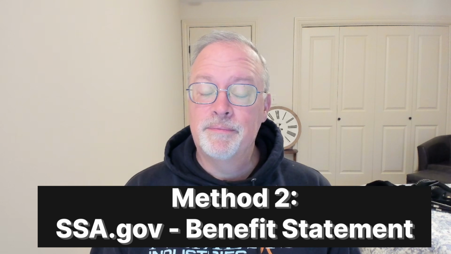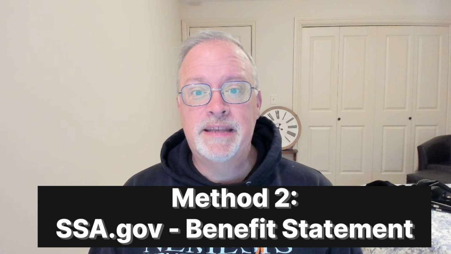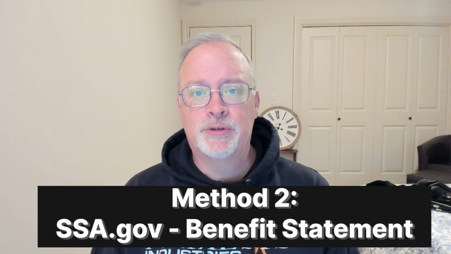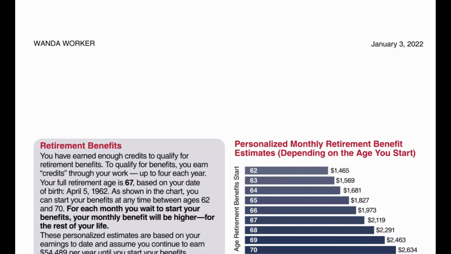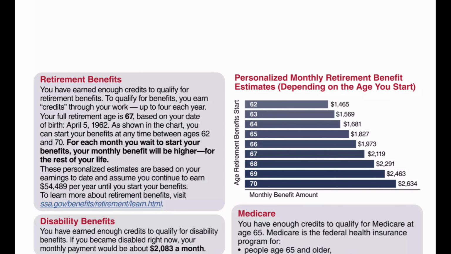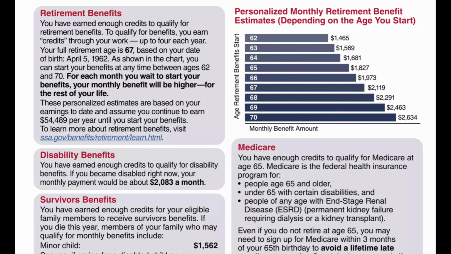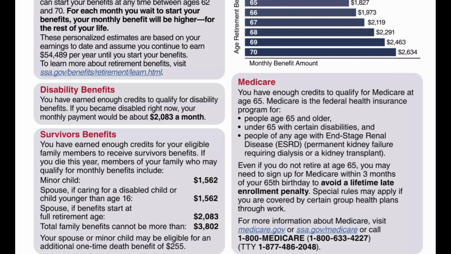A better method is to go to ssa.gov and create a My Social Security account. And then you download your official personal benefit statement. This document shows your working history and provides a projection of your benefits at 62, full retirement age, and 70. There's a catch. While the Social Security statement does a really good job of capturing all your previous income, it assumes you're going to continue earning your current salary until the year you claim.